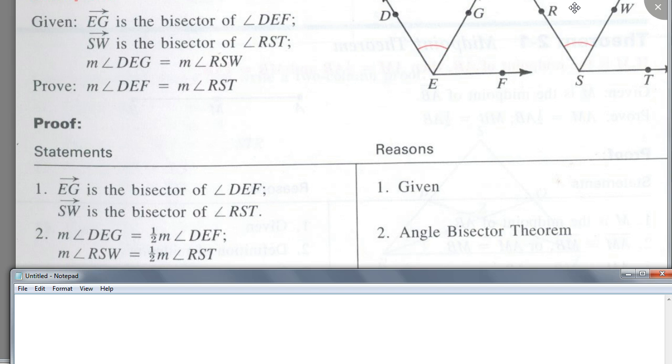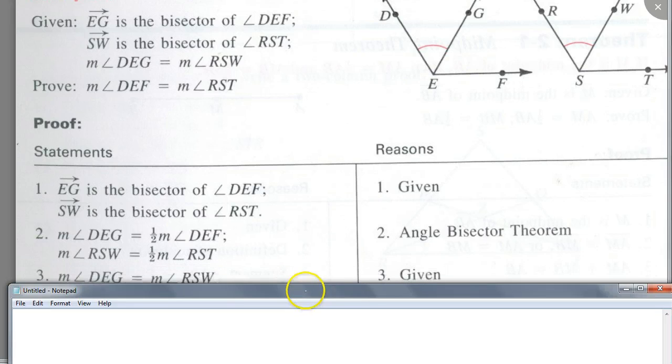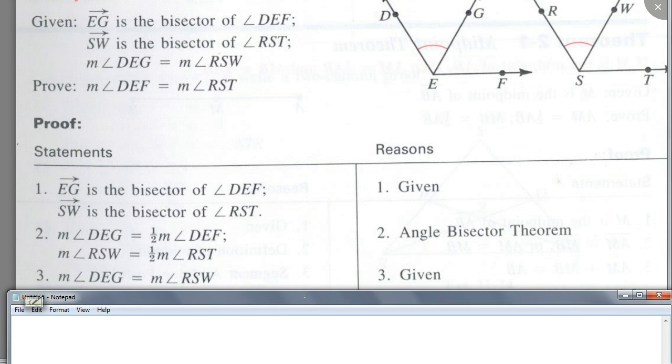Who told us this? It's given, so guess what? We're going to say that first. Okay? And now, Dylan, watch this. Dylan, isn't this nice? Because if they didn't give us this given, we couldn't do this problem.